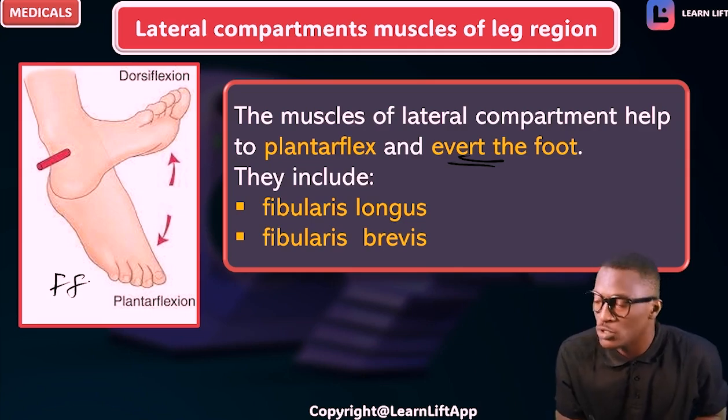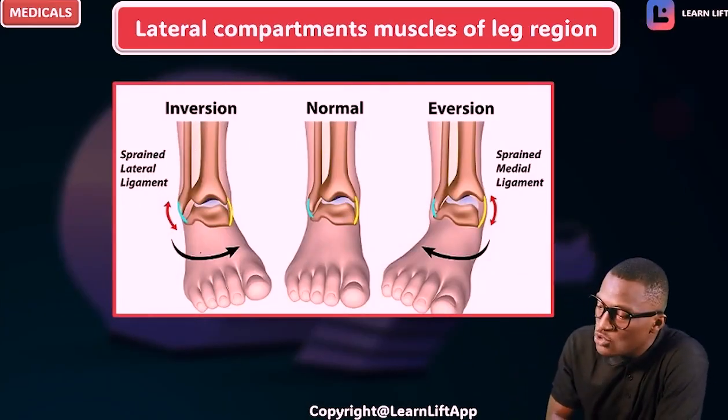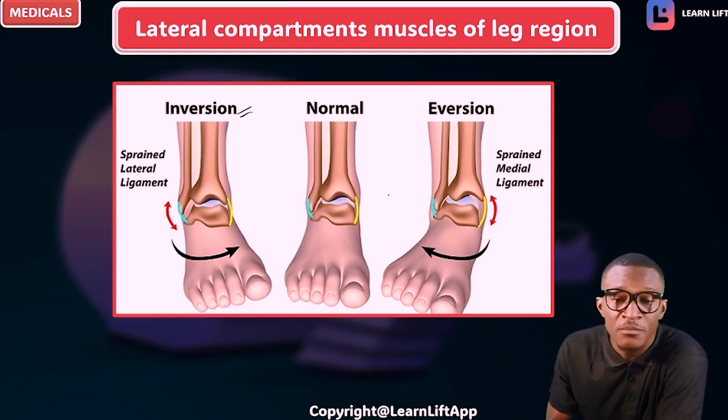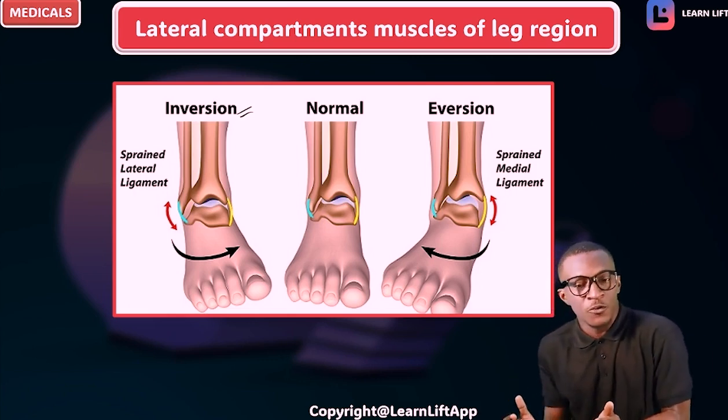Fibularis longus, fibularis brevis. Now, if you understand, look at it. This is inversion. Inversion means you are moving the foot towards the midline. Everybody knows this is inversion, moving the foot towards the midline. Eversion, you are moving it away from the midline, towards lateral. A constant past question: inversion, movement of the foot towards the midline.